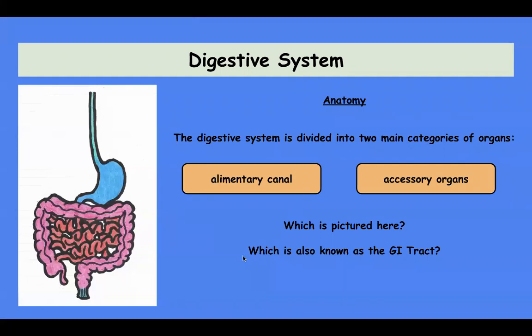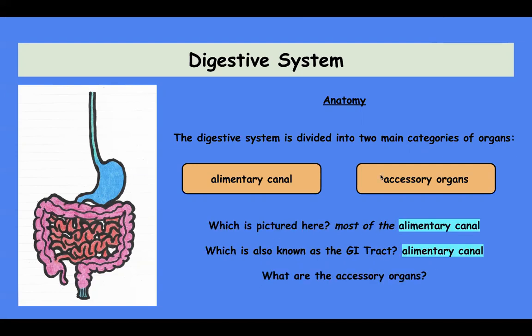I'll give you a hint. In this question I have at the bottom, I said, which is also known as the GI tract. So I'll tell you that the alimentary canal is also known as the GI tract. So with knowing that, what is this picture representing? Is it the accessory organs or is it the GI tract, otherwise known as the alimentary canal? I see some comments in the chat, the alimentary canal. Absolutely.